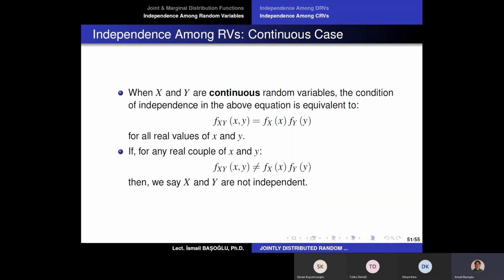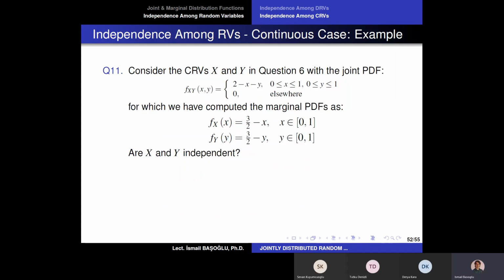Now, you are going to understand that example here. So I'm just going to refer you to question 6. In question 6 in this presentation file, we have the joint probability density function that belongs to random variables x and y. They are both continuous, and they are taking values between 0 and 1. And that joint probability density function was equal to 2 minus x minus y.